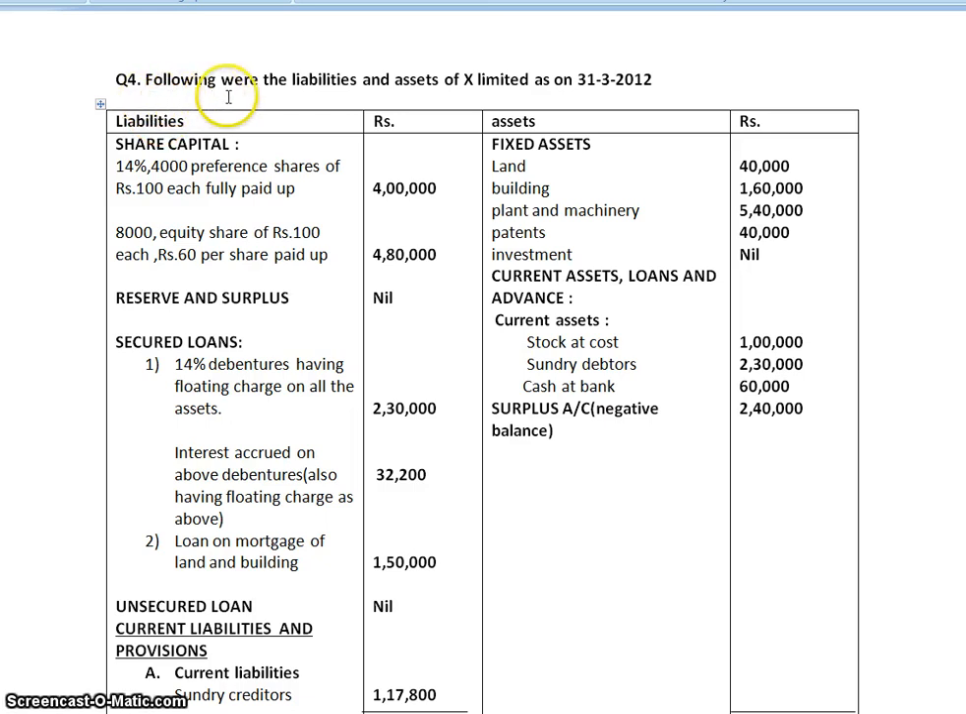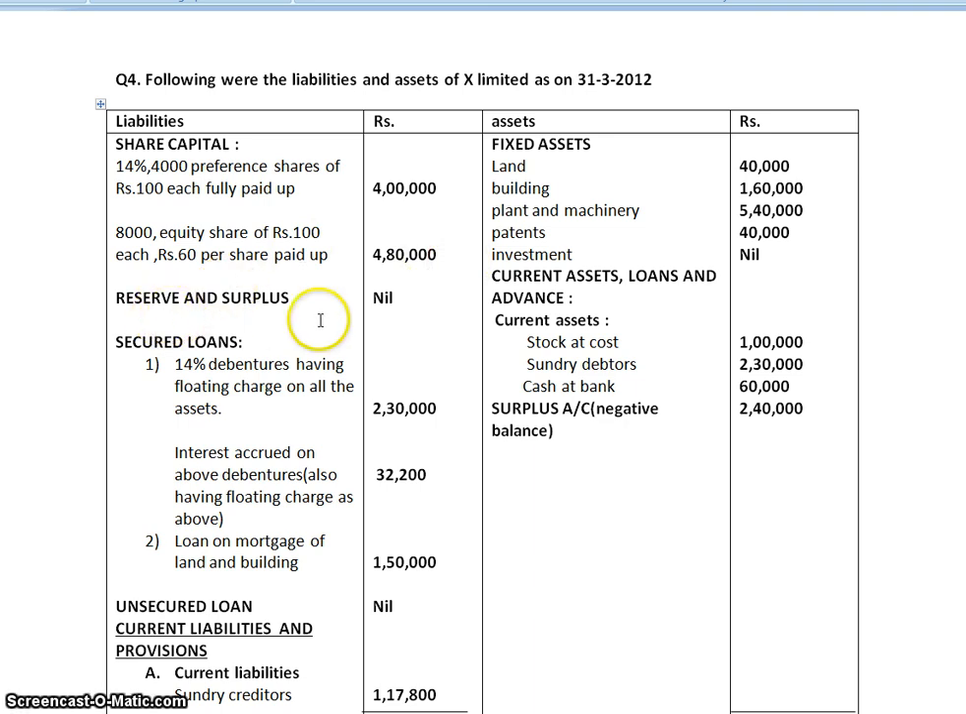Here it is said that the following liabilities and assets of X Limited are given as on 31st March 2012. On the liability side we can see there is share capital. There are 4,000 14% preference shares of 100 each, fully paid, of value 4 lakhs. There are 8,000 equity shares of 100 each, on which only 60 rupees has been paid. So it is a partly paid equity share, and the amount invested by the equity shareholders is 4 lakh 80,000.